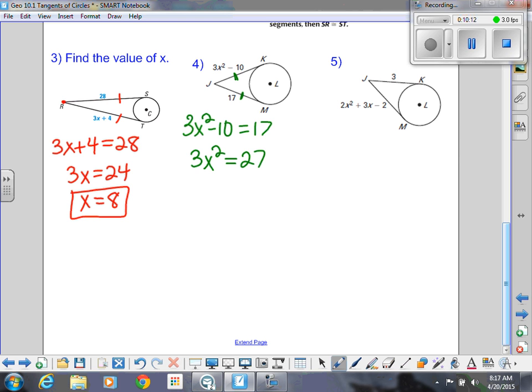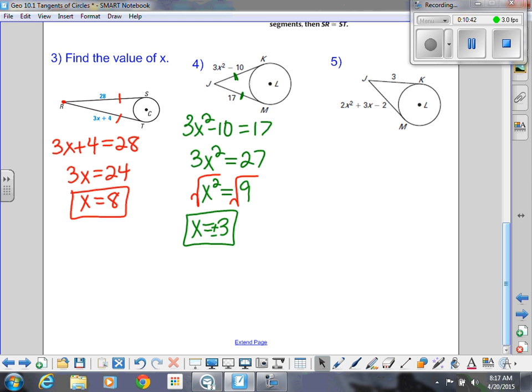I still have 3x squared on the left side. And then I'm going to divide both sides by 3. And then now I need to square root both sides. So I'm going to get x is equal to 3. And remember, we only have to worry about the positive one, not the negative one. Well, in this one, I guess it could be plus or minus. So we have plus or minus 3 because it would be squared in our original equation.